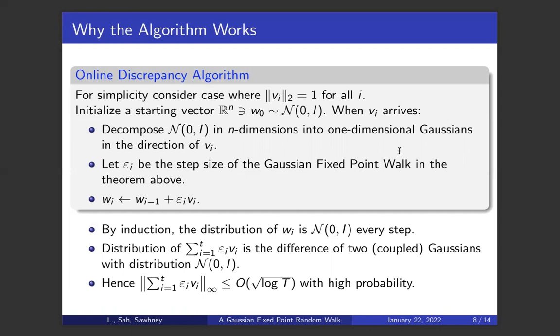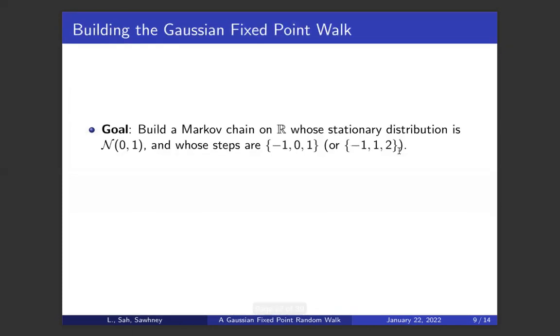Thus, it suffices to understand how to actually build this Gaussian fixed point walk. That's going to be the focus of the remainder of the talk. So just to remind everyone, the goal is to build a Markov chain in one dimension whose stationary distribution is N(0,1), and the steps are either -1, 0, 1 with a very small fraction of zeros, or -1, 2.